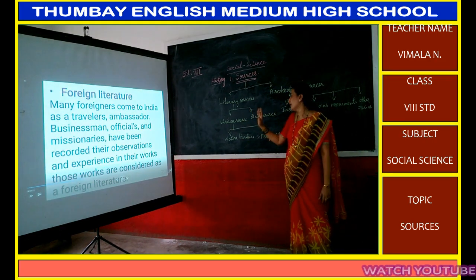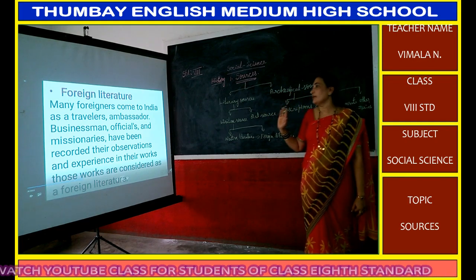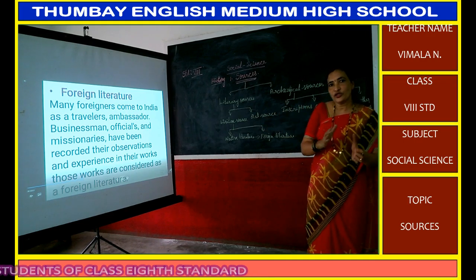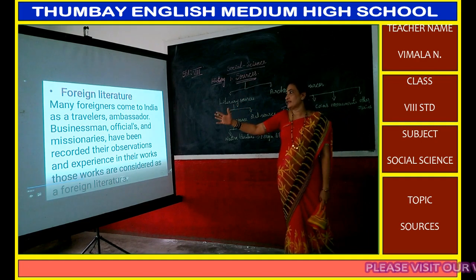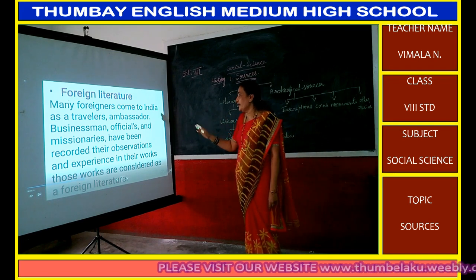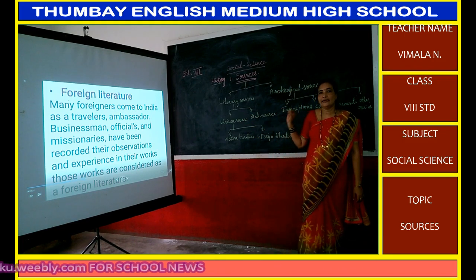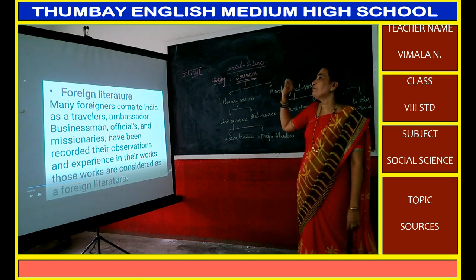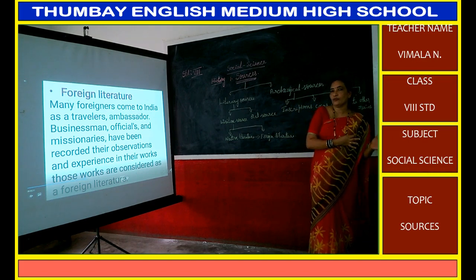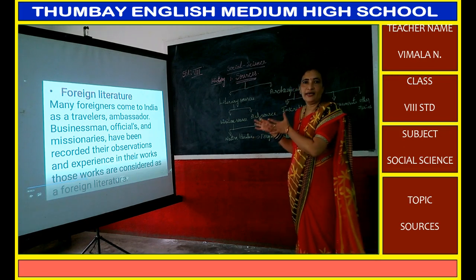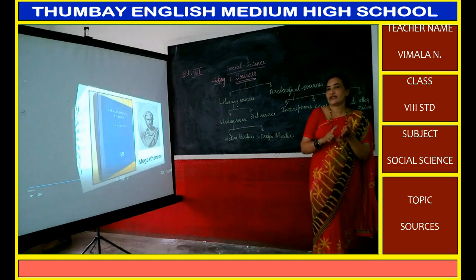So, these are all the important native literatures. Next, the foreign literatures. What do we mean by foreign literature? The name itself indicates literature written by foreigners. Many foreigners came to India as travelers, ambassadors, businessmen, officials and missionaries, and recorded their observations and experiences in their works.